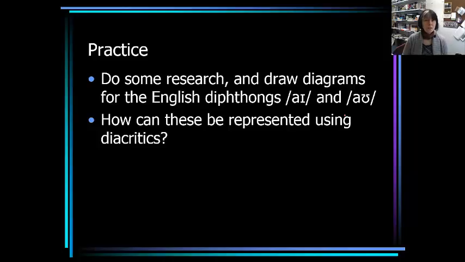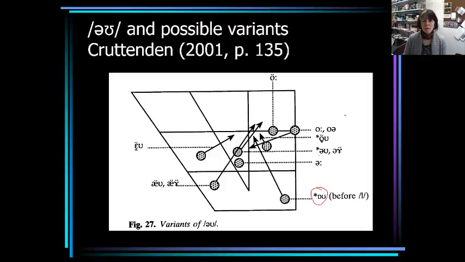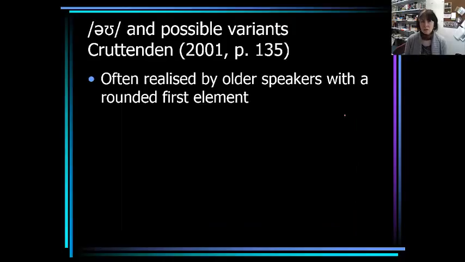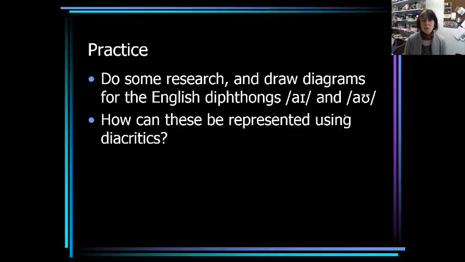Okay, do some research and draw diagrams for the following English diphthongs, I and ow. How can these be represented using diacritics? There is something in particular that we do with diphthongs which we haven't seen on the diagrams from Cruttenden, where we indicate that the second element is non-syllabic. We'll get to that a bit later on, but first of all, see if you can work out how to represent I and ow on a chart and using diacritics.